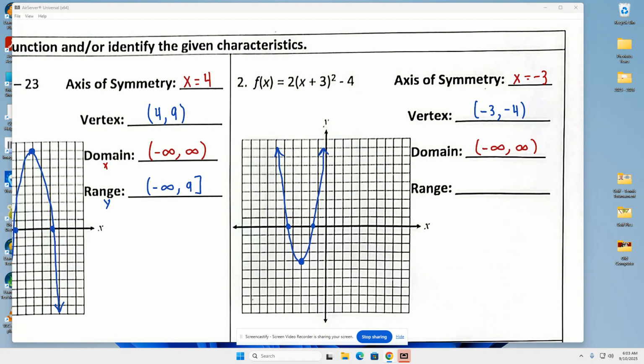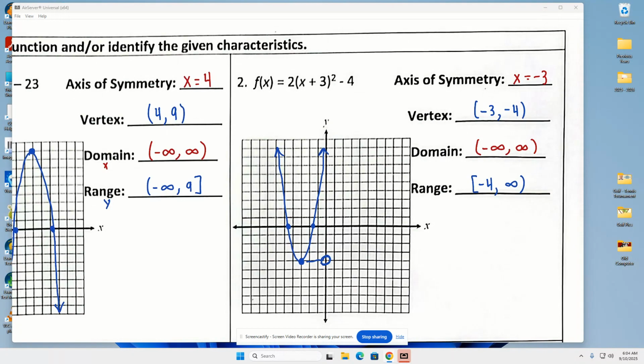And then, of course, my range. Now, again, look at this range. Does it go down forever, this graph? No, it can't go past this point. So it can't go past this value of y. What is that value of y? Well, again, it's the y value of my vertex. So it cannot go below negative 4. So this time I put it on the left side because that's the smallest value. But will it go up forever? Absolutely. It'll go up for infinity.